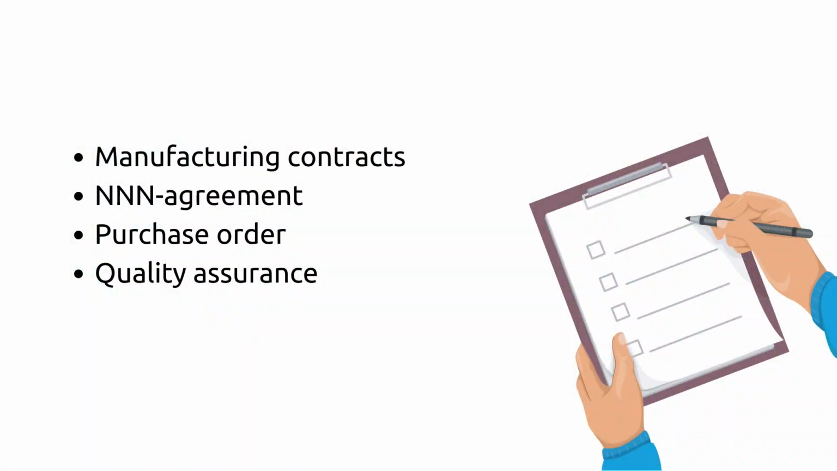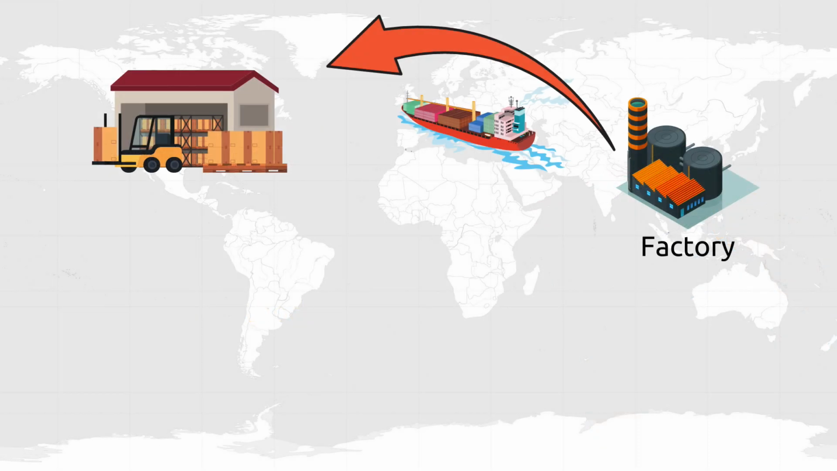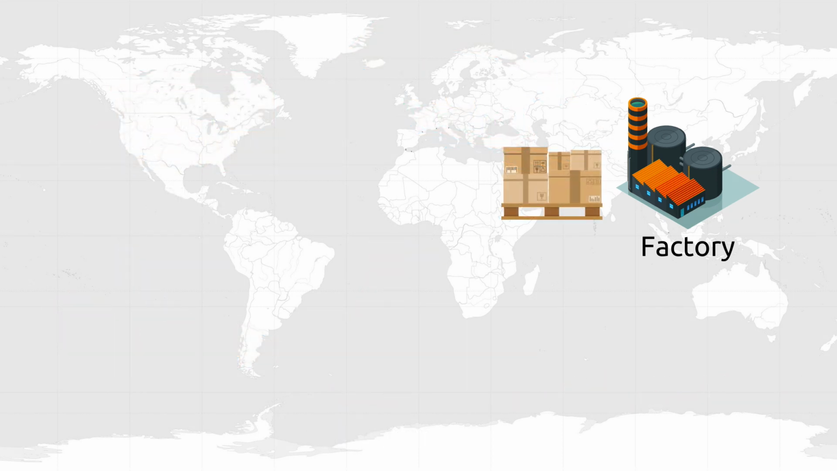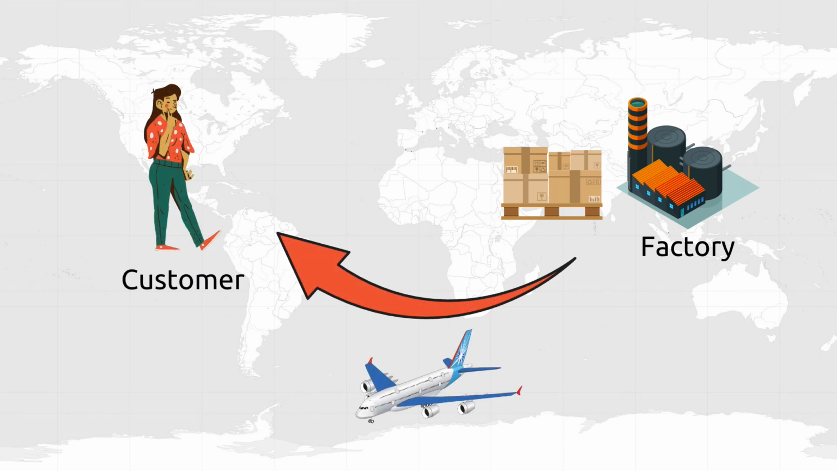And once you have considered the manufacturing contracts, the NNN agreements, the purchase orders, and everything else that we have discussed up until now, you also need to think about the delivery method. And here there are two fundamentally different choices that you have. The first is to ship in bulk and then have a third-party delivery firm redistribute these products to the customers. And the second is to keep your stock inside of China, or wherever you are manufacturing your product, and then drop ship it out of that country.